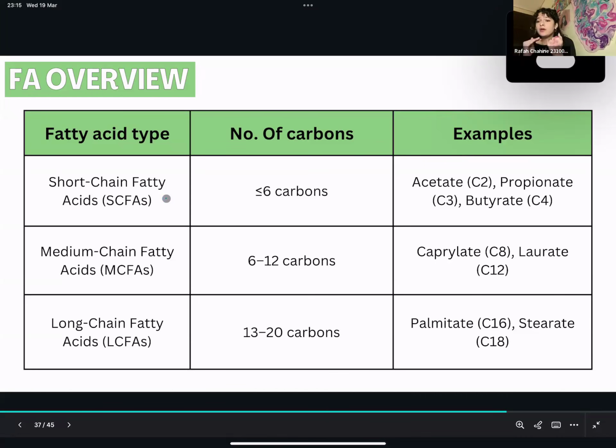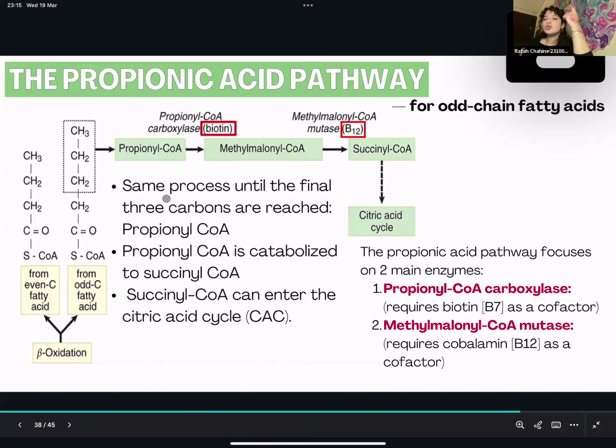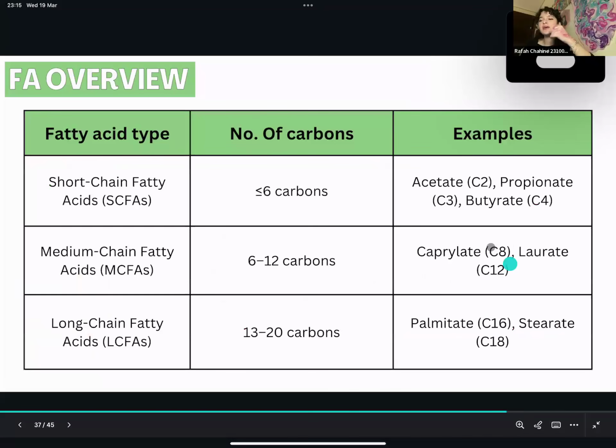But the reason that I'm giving you this overview is because of this propionic acid pathway. Why is this important to me? Because let's just say, whether it be long-chain, medium-chain, or short-chain fatty acid, if it is odd in number, right? So let's just say I had a C17, so a long-chain fatty acid that was 17 carbons long.